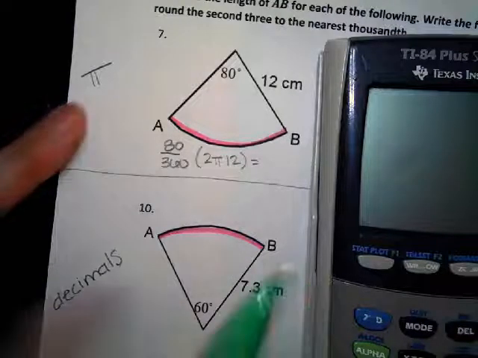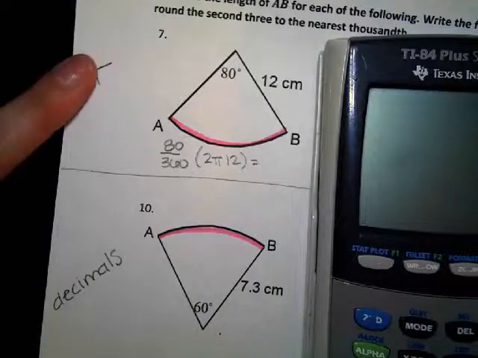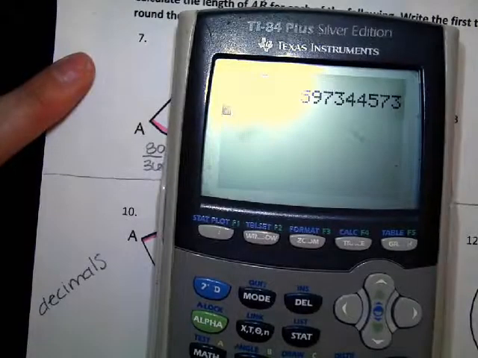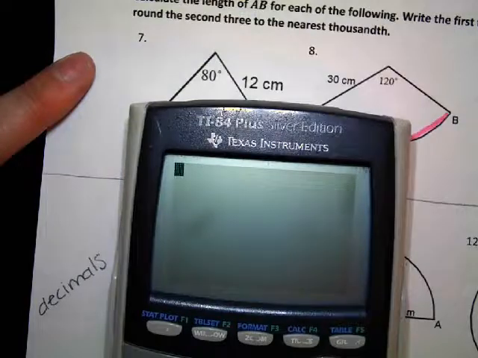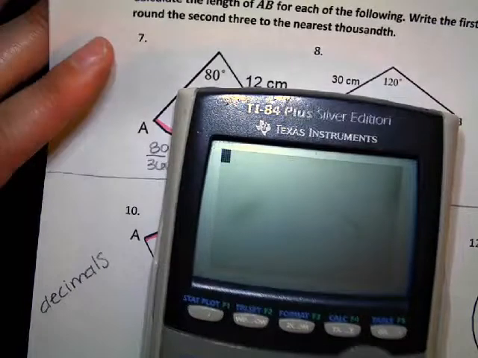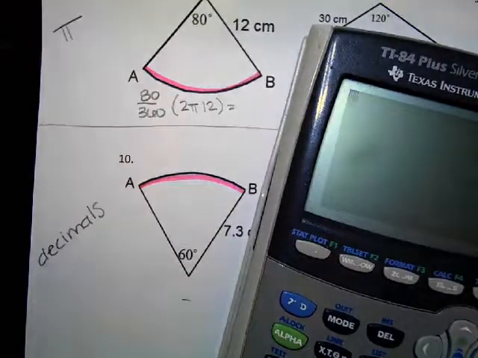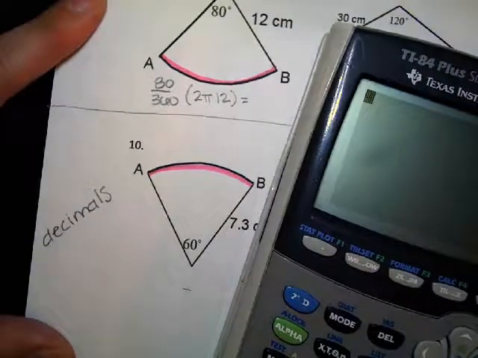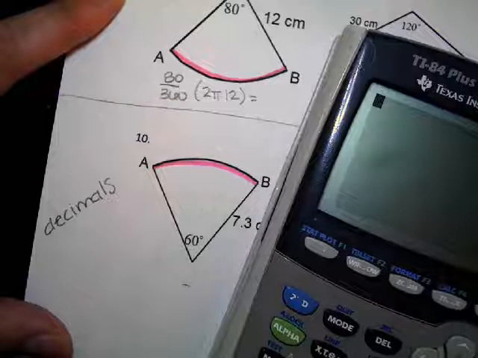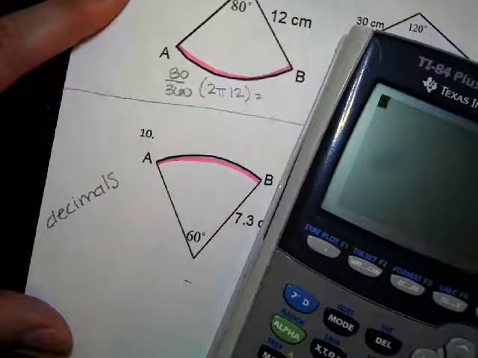Yes? For 10 through 12, does it matter if we put it in the equation or if we do that and then multiply the answer by pi? It does not matter which one you do. But it does have to go in the calculator so that the answer has the pi calculated into it.